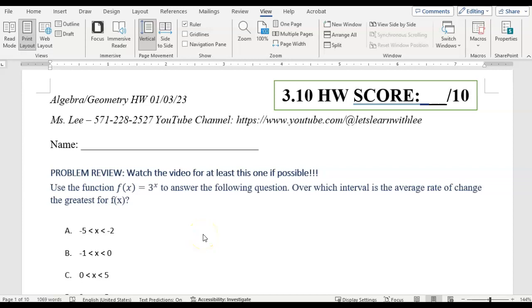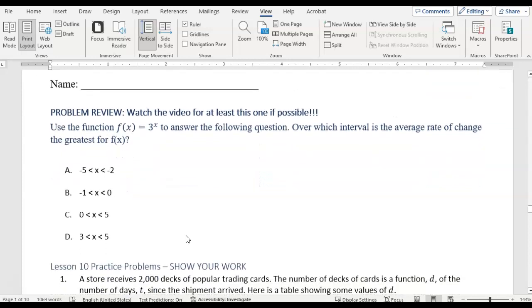Hey everyone, welcome to homework 3.10. Today we are looking at the average rate of change over periods of time. I'm going to go over the homework first, and then I will go back and go over the last bits of the classwork for anyone that needs it. So let's start by looking at this problem review.